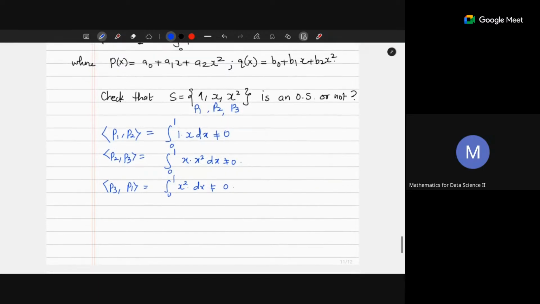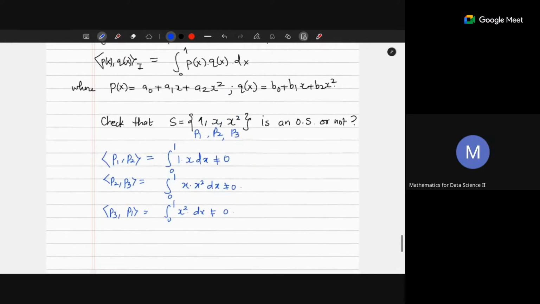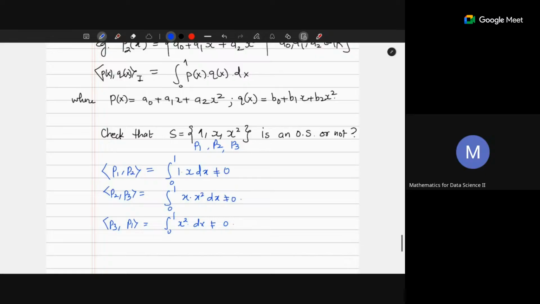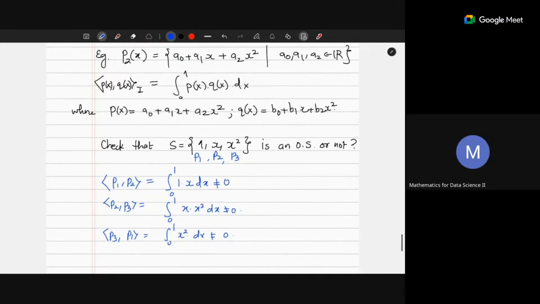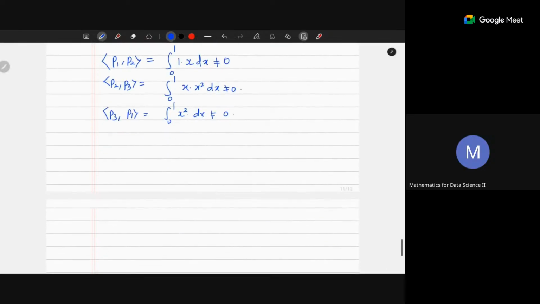So they are not an orthonormal set, and they are not even an orthogonal set. But are they linearly independent? Does the set S, so is S linearly independent?